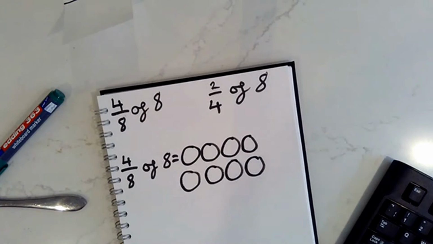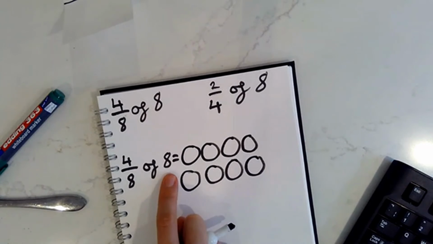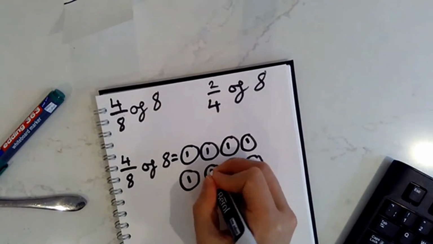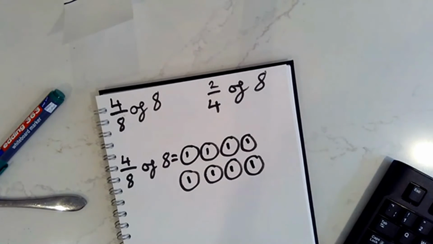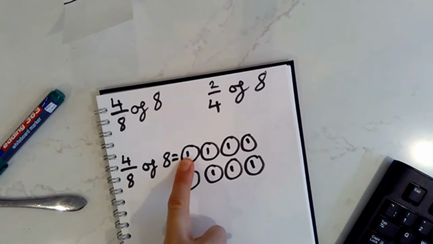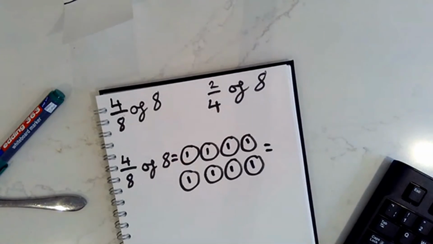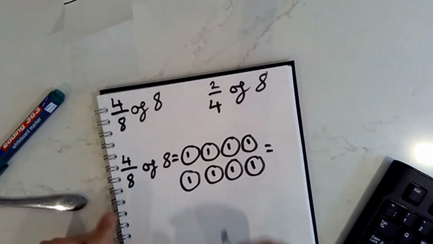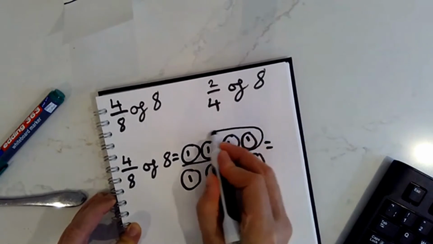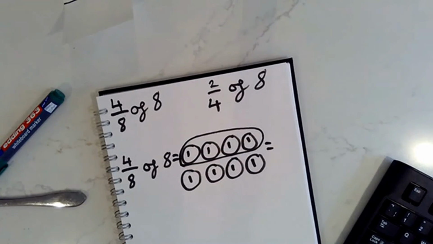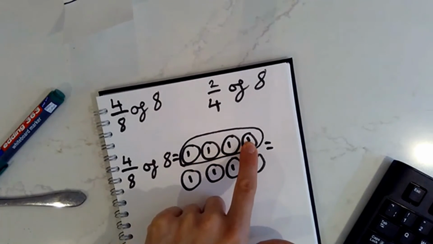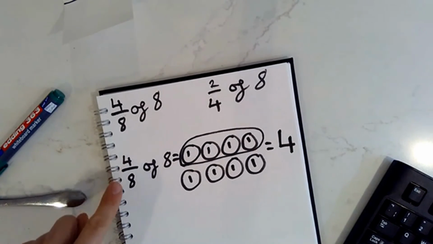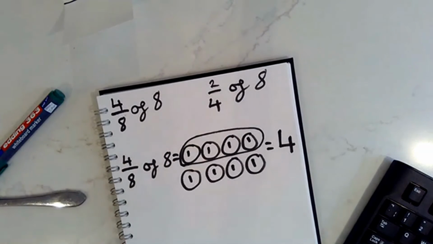Now I need to share my 8 equally. 1, 2, 3, 4, 5, 6, 7, 8. Brilliant. So I know 1/8 of 8 is 1. But year 2, I don't want 1/8. I want, well done, 4/8. I want to know what 4/8 is. Well, circle 4. 1, 2, 3, 4. 4/8 of 8 is equal to 4.